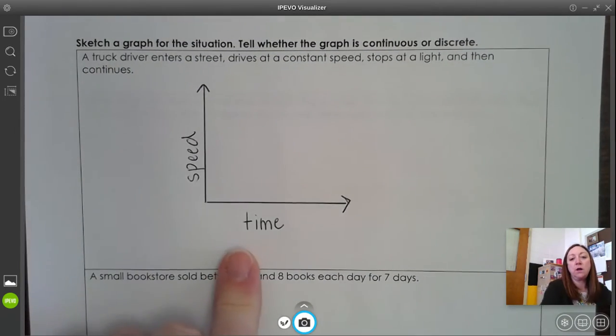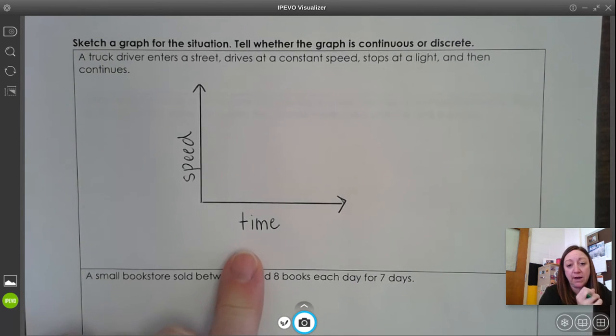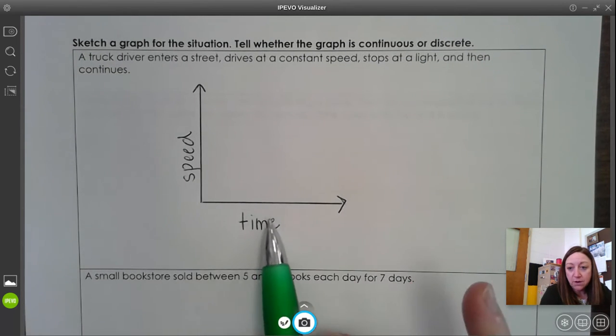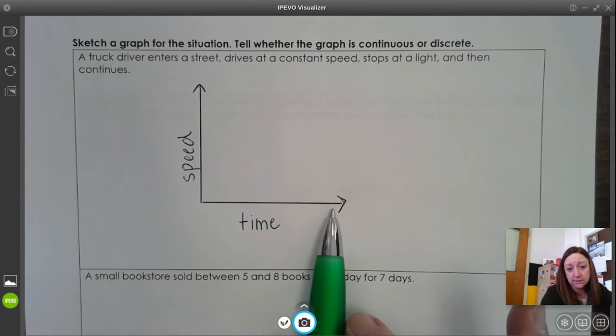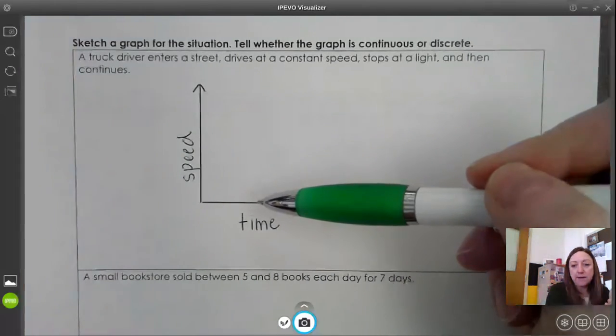Okay, time is what we call an independent variable. That means it doesn't change for anything. Time just keeps marching on, right? Independent variables always go on the horizontal axis. The speed of the car depends on what time we're at.